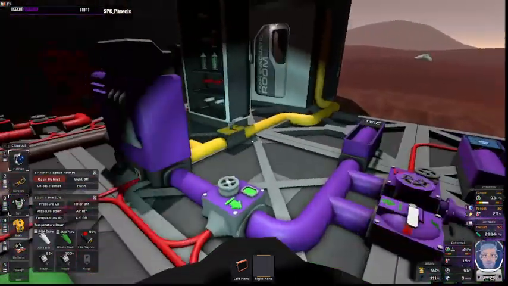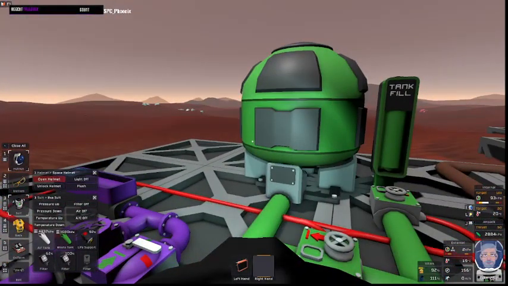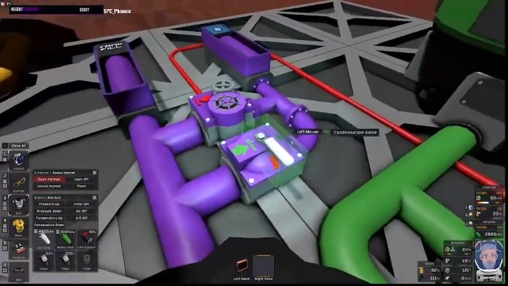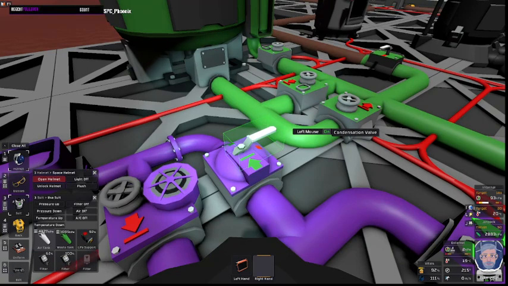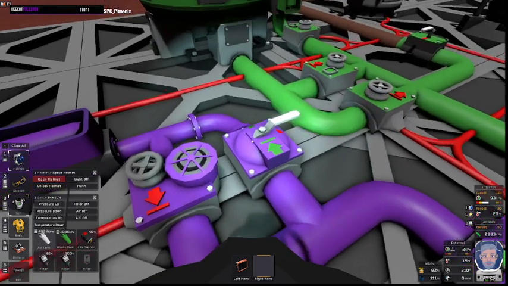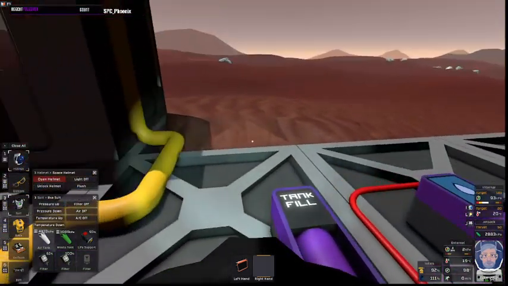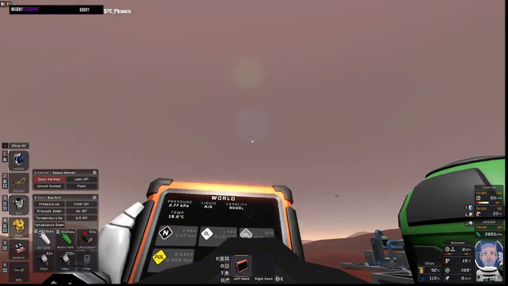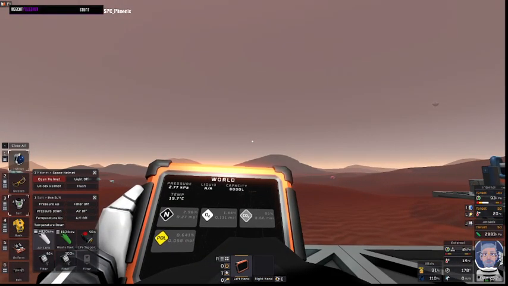Okay, here we are in my filtration system. Today I'd like to talk about these two items: the condensation valve and the purge valve, and a practical application. Here on Mars, we have very, very low pressure and varied temperature.